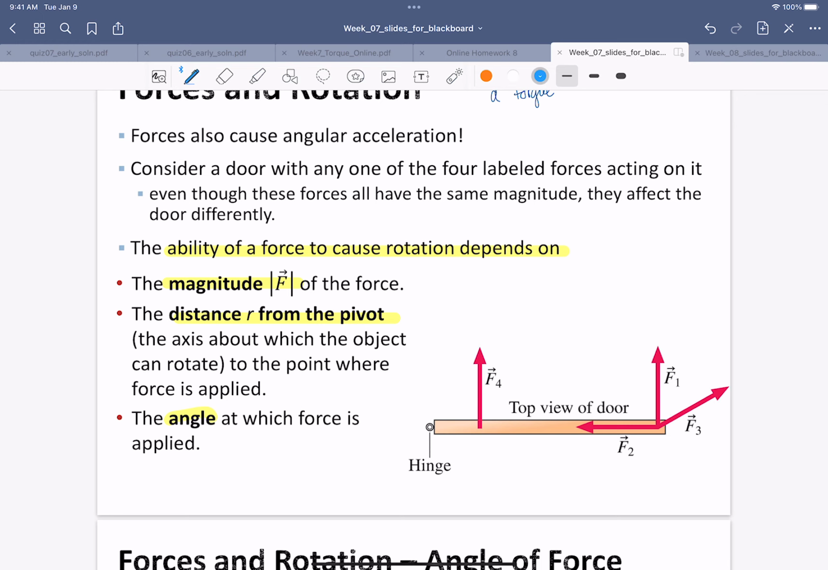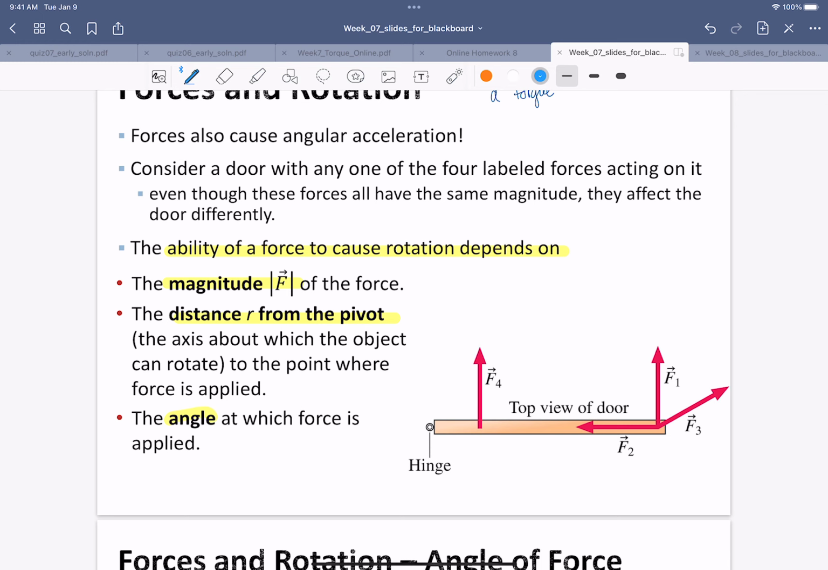So torque depends on the force, right? If we're exerting a lot of force, we're probably going to be causing a greater torque, and then the object will have a greater ability to rotate. At the same time, it also depends on distance from the pivot, right? If I push farther away from the pivot, then I have a greater torque, and greater torque just means a greater ability to rotate the object. So if I push farther away from the pivot, it just makes it easier for me to rotate the object.